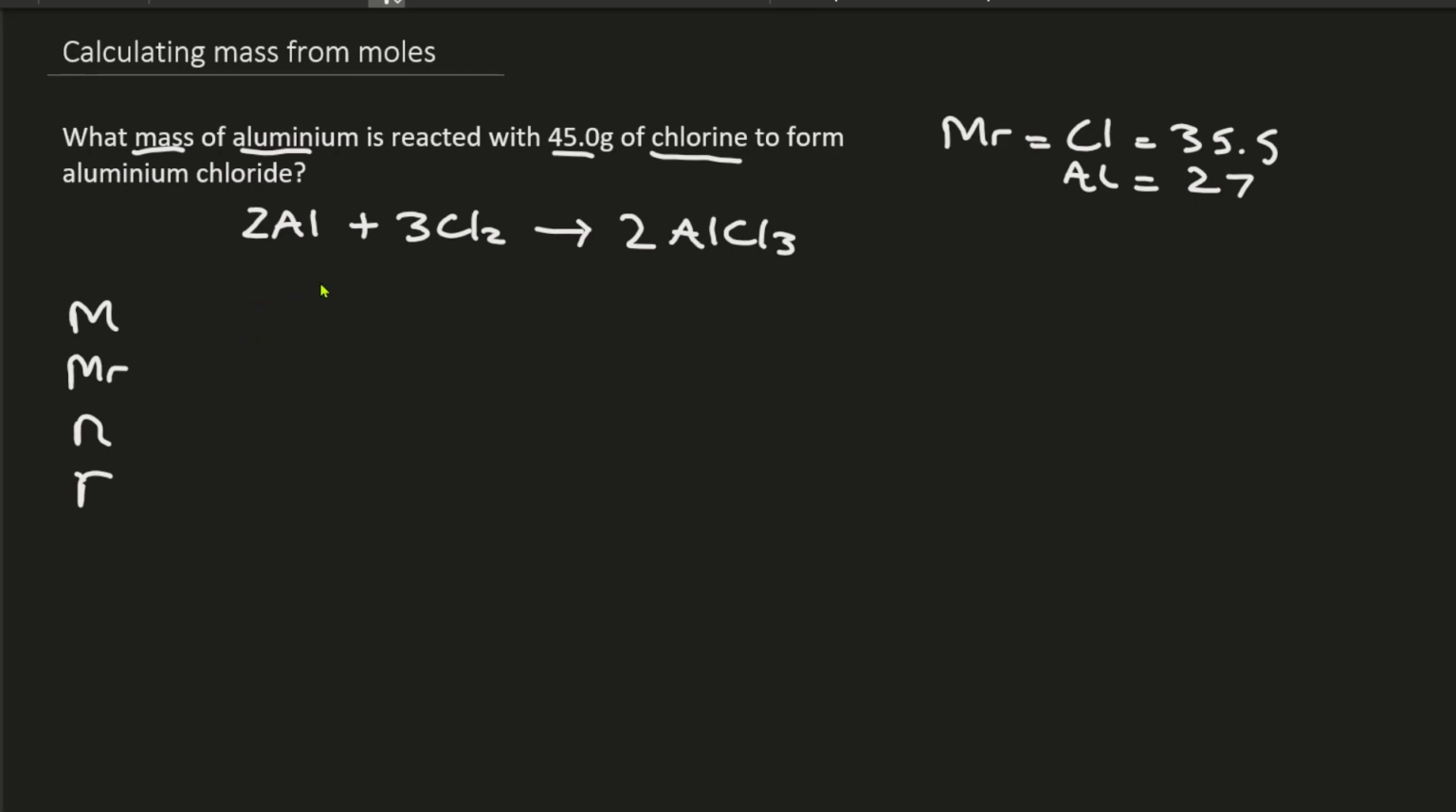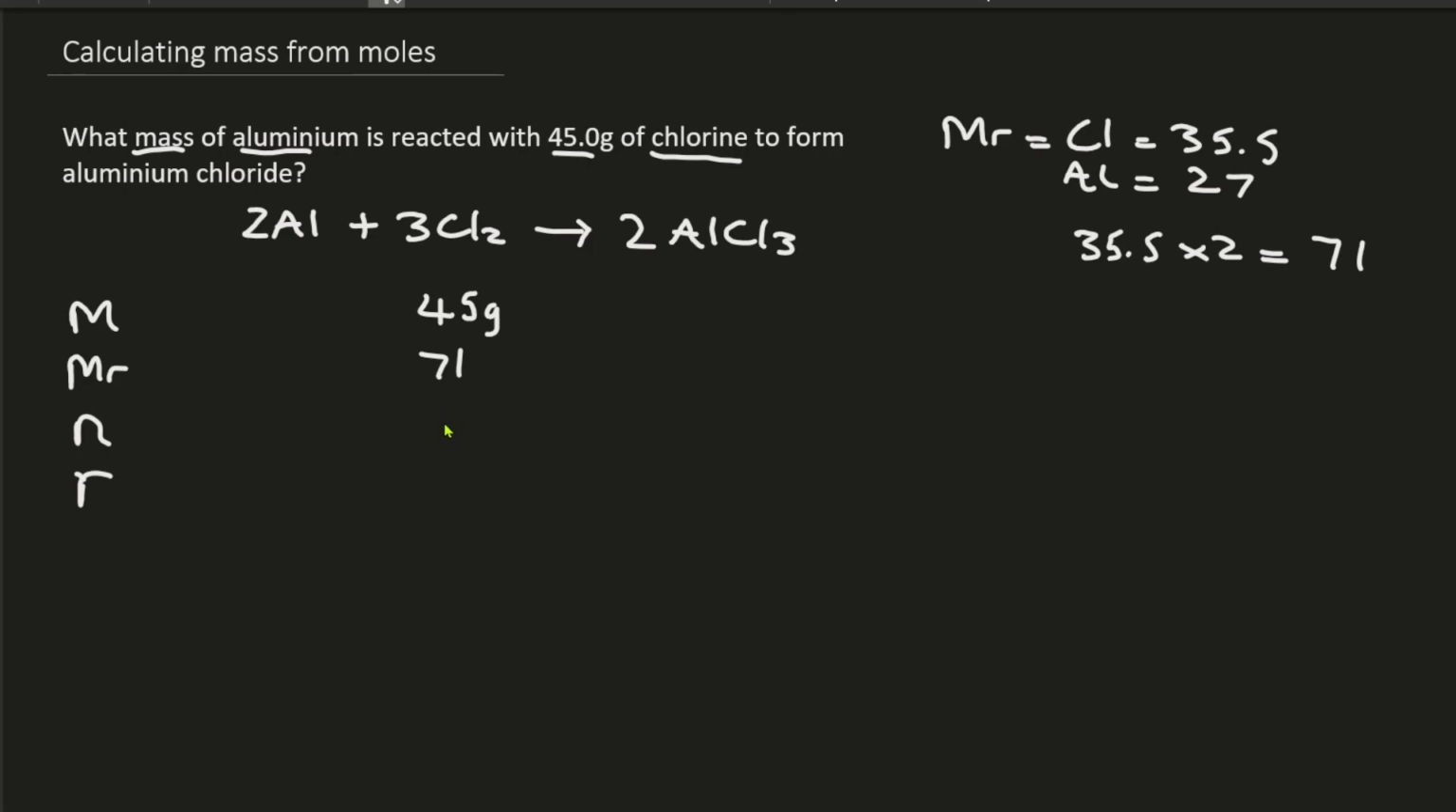So the mass is 45 grams of chlorine. So let's put that into our table. So 45 grams of chlorine. The molecular mass of chlorine is Cl2. So this is a diatomic molecule. So the composition is two atoms together. So we will just add 2 chlorine. So that becomes 35.5 multiplied by 2, because there's 2 chlorines, gives us 71. So therefore the Mr we calculate to be 71.